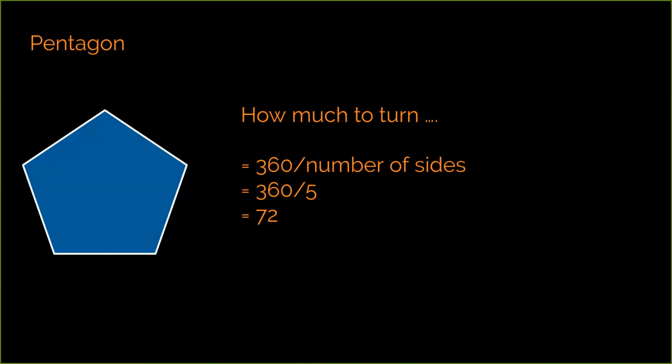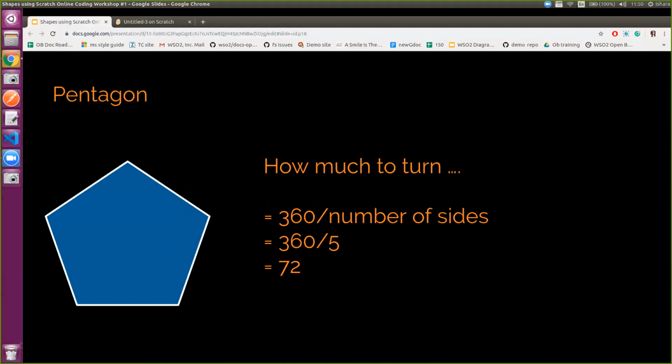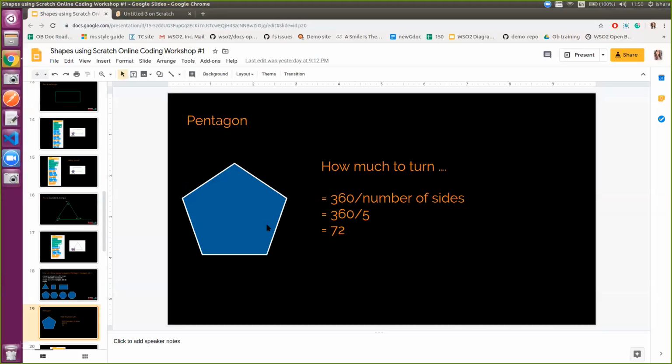Unlike the triangle, where we use the outer angle, here we are using the inner angle. So don't get it confused. We know 360 is the angles around a point, and we divide it by 5 because we are trying to draw a pentagon here, and we get 72. You can do the calculation if you really want, but I know the answer. So I'm asking my beetle to turn by 72 degrees.